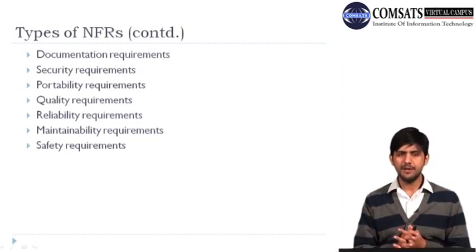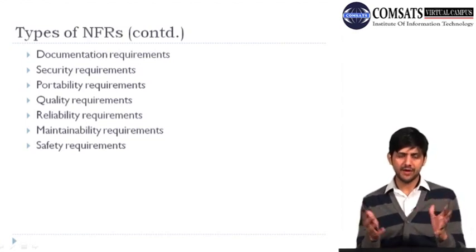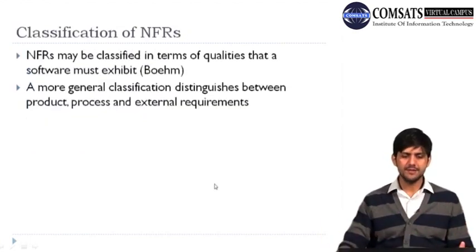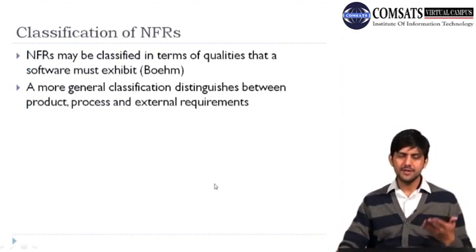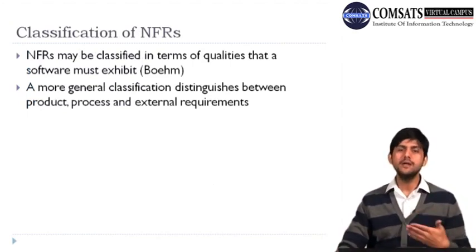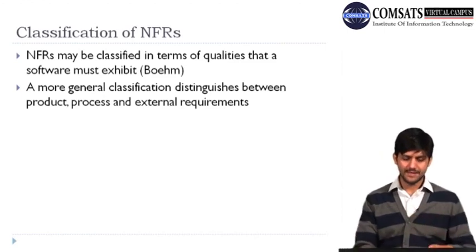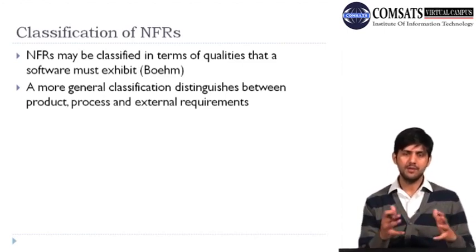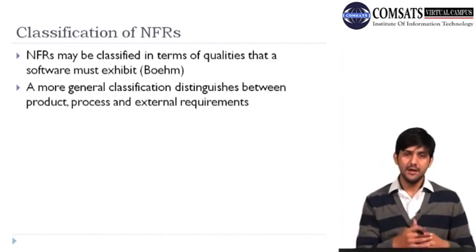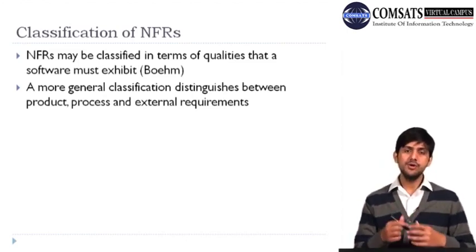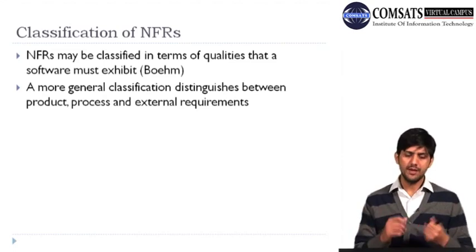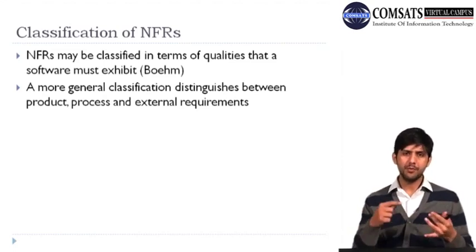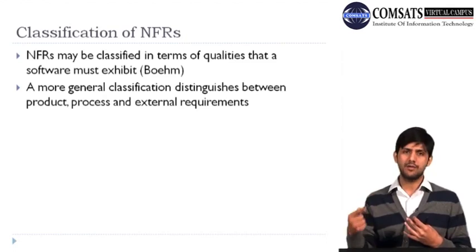non-functional requirements. But what we should actually try to figure out is the classification of these different types of non-functional requirements. According to Boehm, non-functional requirements can be classified in terms of qualities that a system must exhibit. So we can classify different sorts of non-functional requirements. For example, there would be some non-functional requirements which would go under reliability, safety, security. So either we can do that, or there is a more general specification which distinguishes between product non-functional requirements, process non-functional requirements, and external requirements.